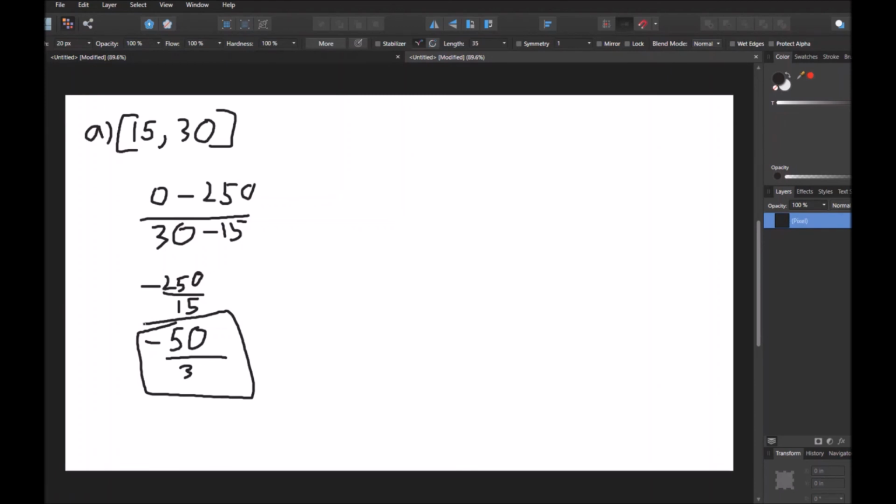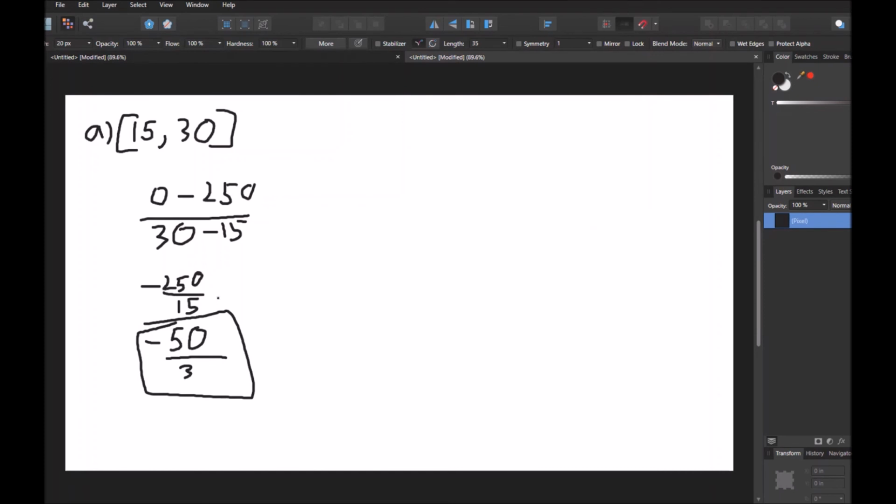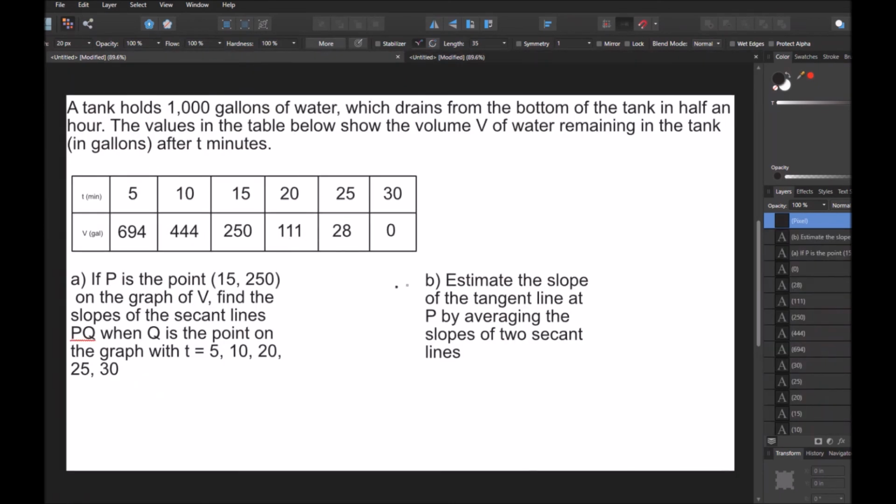And remember, I know we did this kind of quickly, but it's important to see what you're doing in all these problems. We're finding the average rate of change. So on average, between the interval 15 and 30, the tank was losing 50 over 3 gallons per minute. So that's what we were doing in that one.